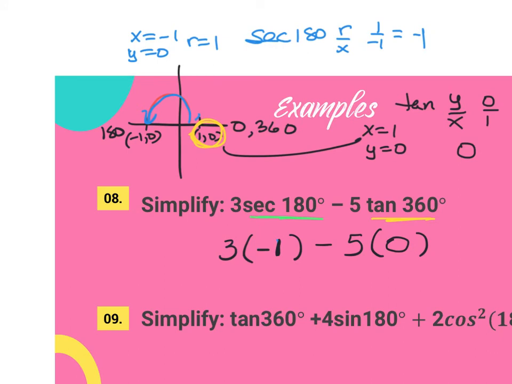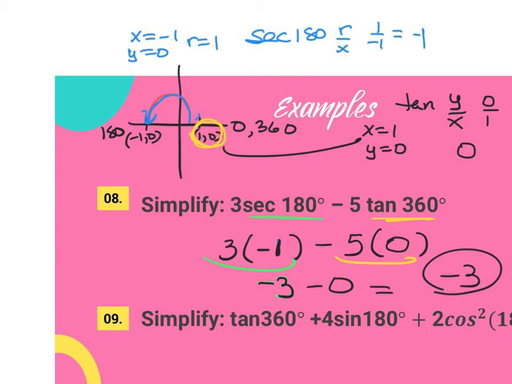Now I'm going to go ahead and multiply. 3 times -1 is -3. 5 times 0 is 0. -3 minus 0, and my answer is -3. So when you go to do the homework for this, you're going to need to figure out what the values for these trig functions are, and then multiply it if it's got a number in front.